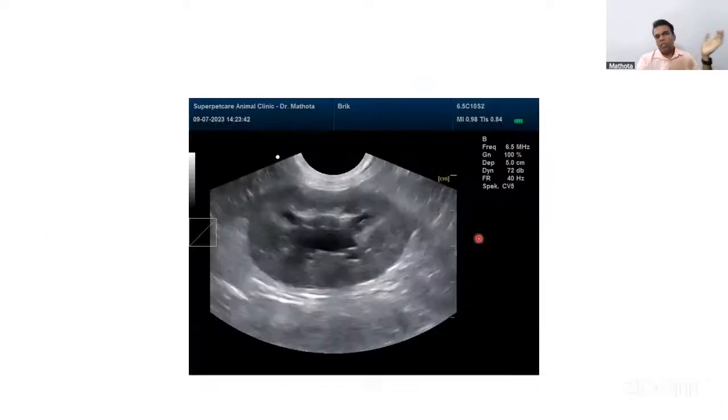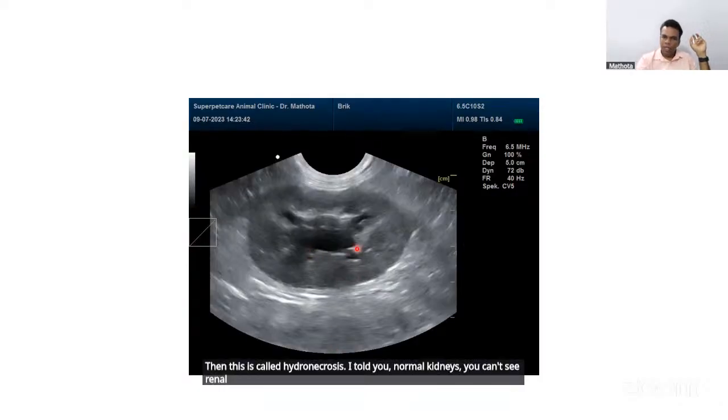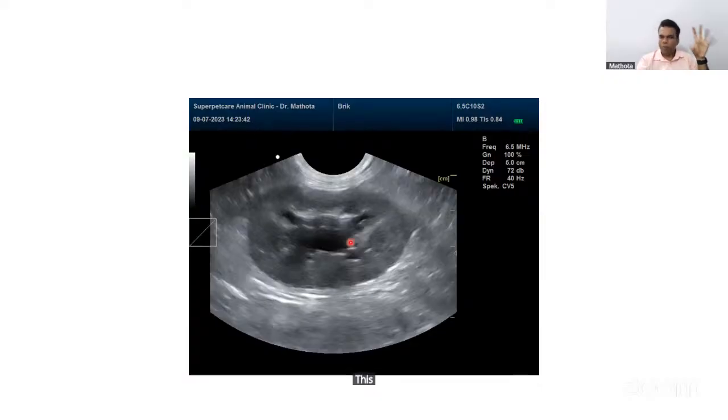Then this is called hydronephrosis. I told you in normal kidneys you can't see the renal pelvis, but in this kidney you will see this black center area. This is the renal pelvis. This is called a dilated renal pelvis. If you can see a dilated renal pelvis, this is called hydronephrosis.